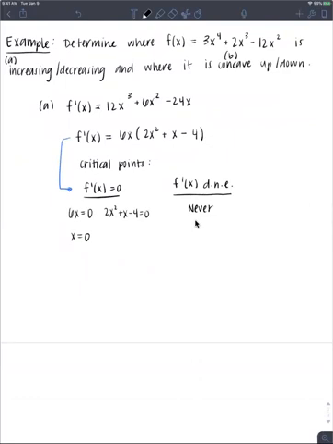Okay, so the quadratic formula, what is it? Negative b, so negative 1, plus or minus the square root of b squared minus 4 times a times c, all over 2a. Okay.